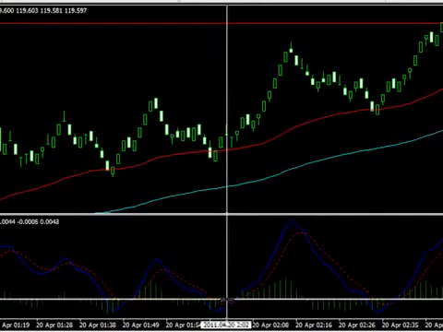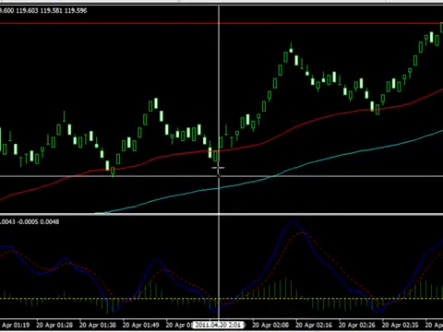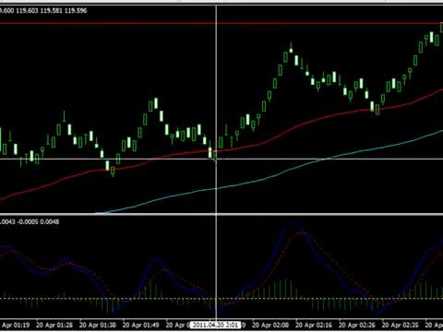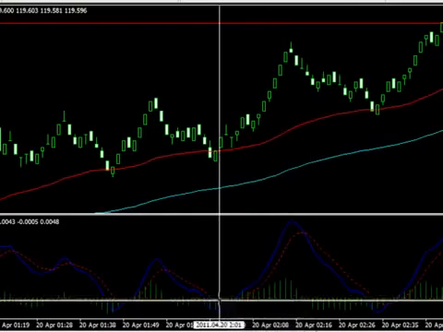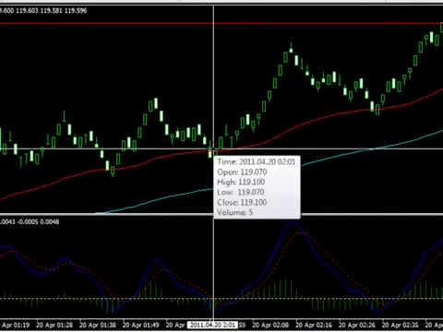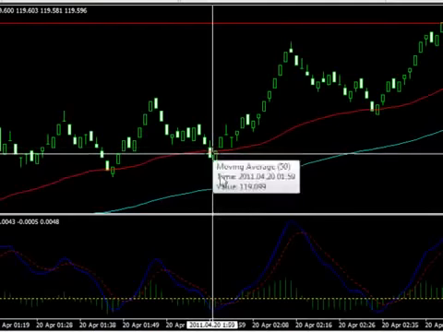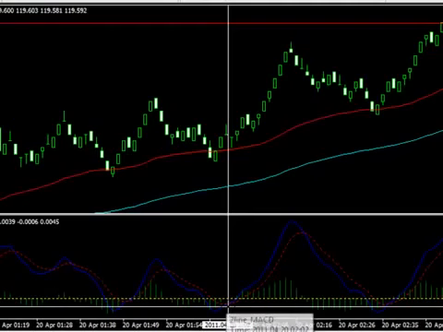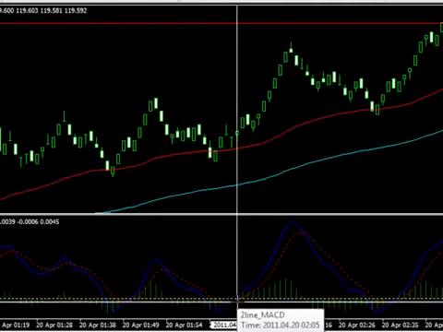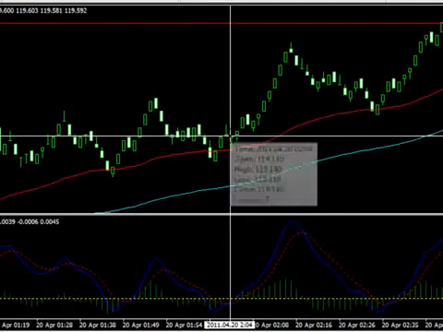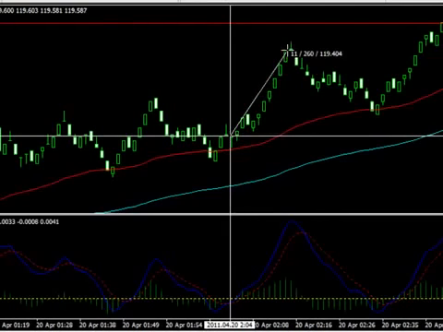And again, another setup shortly after that. It comes down into the 50, bounces off, we get a cross. These two things have to happen at the same time. So it comes into the 50, great. And then we look to the MACD. Is it below the zero line? Yes. Has it crossed? Yes. Now we can go long. And that's 26 pips there. But again, we could get out at this previous swing high, use that as an exit.